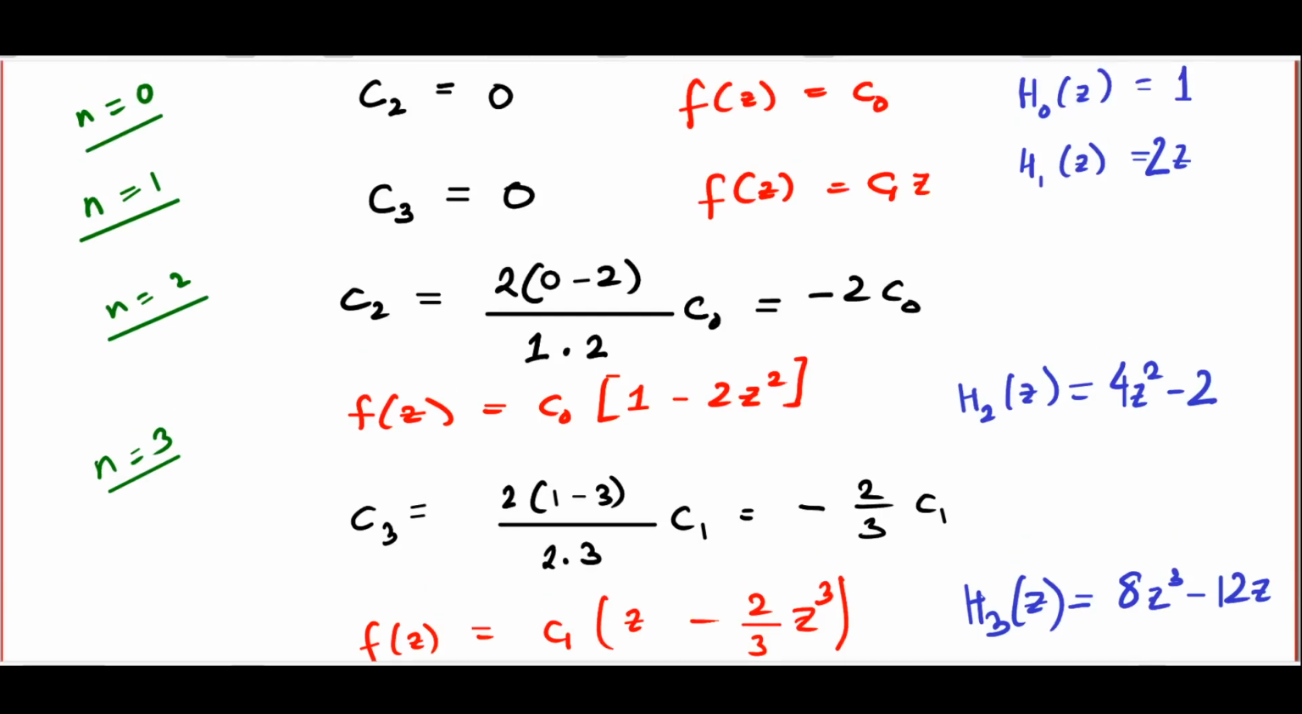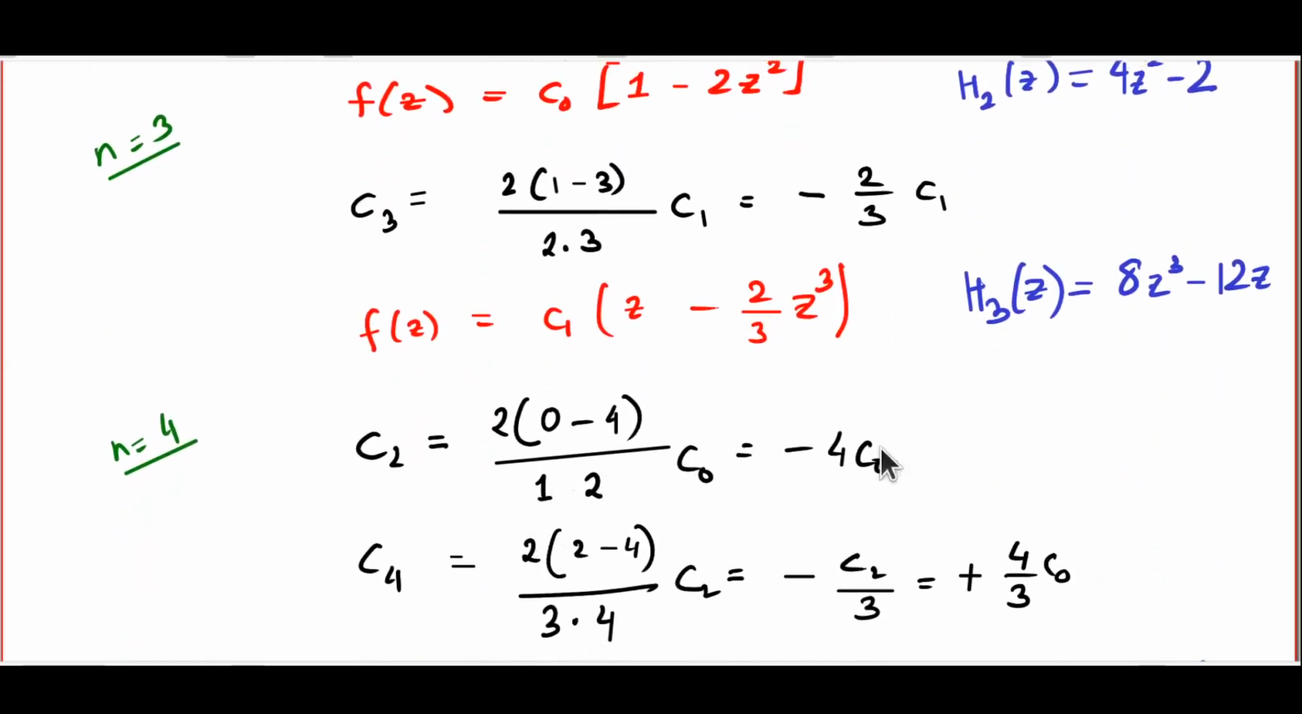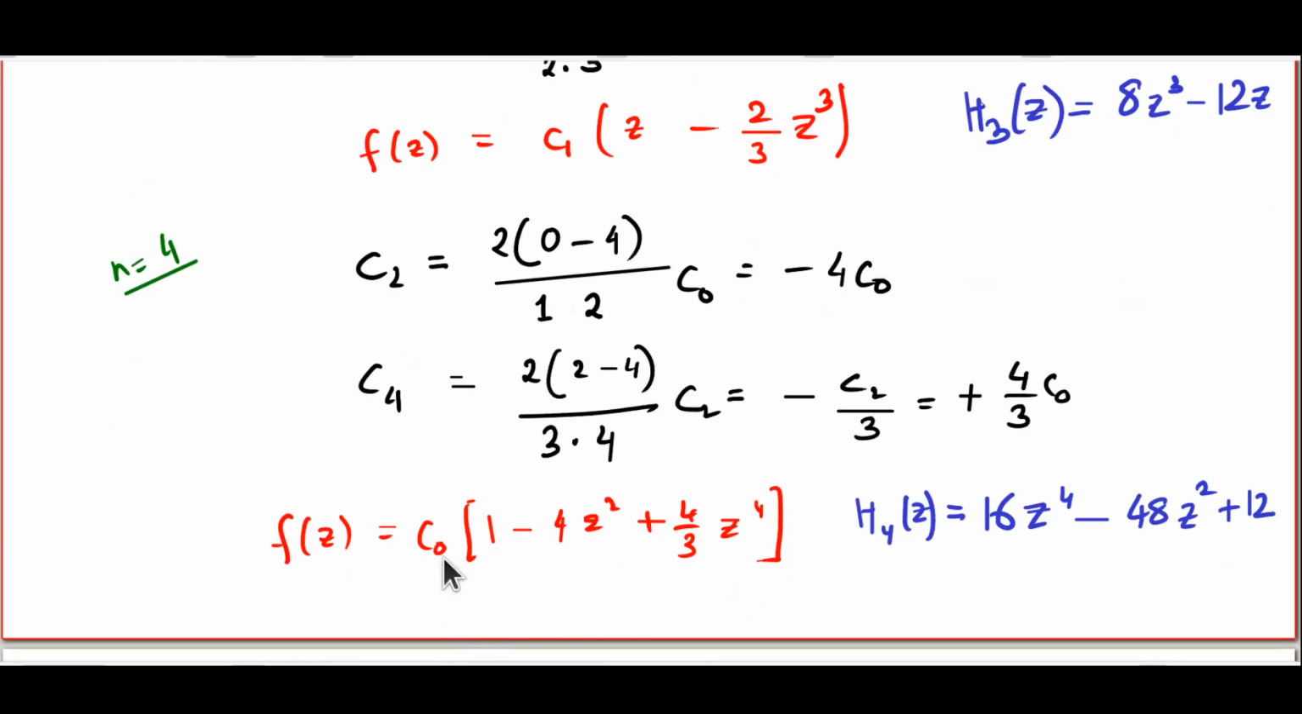So we can go on and calculate a bit more. N equals 4, a bit more work. C2 comes out to be in terms of C0. C4 comes out in terms of C2 from the recursion relation, but since C2 is known in terms of C0, you then work it out in terms of C0. So ultimately you end up with C2 equals minus 4 C0 and C4 equals 4/3 C0. And when you plug them in, the polynomial works out to be C0 times 1 minus 4z square plus 4/3 z to the 4. And by choosing C0 equals 12, we end up with the Hermite polynomial of degree 4, 16z to the 4 minus 48z square plus 12.